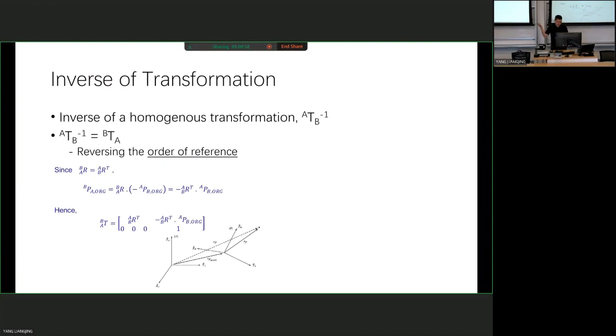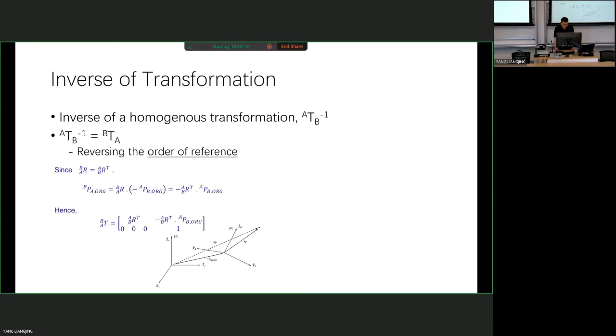All right, so inverse transformation, no big deal about this. It's just that if I want to get the position of B with respect to A, it's the same as inverting the position of A with respect to B. Meaning if I want to describe my friend's position with respect to me, it's the same as inverting my position with respect to his. So that is the inverse.